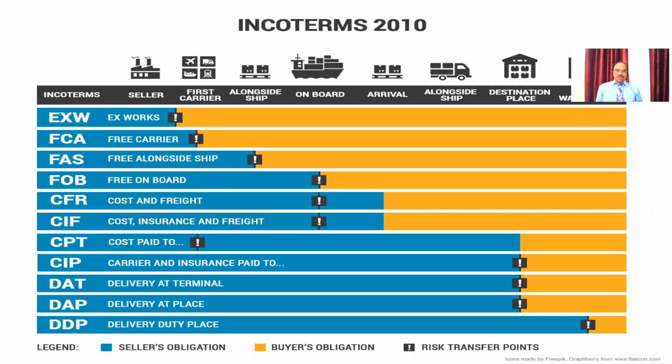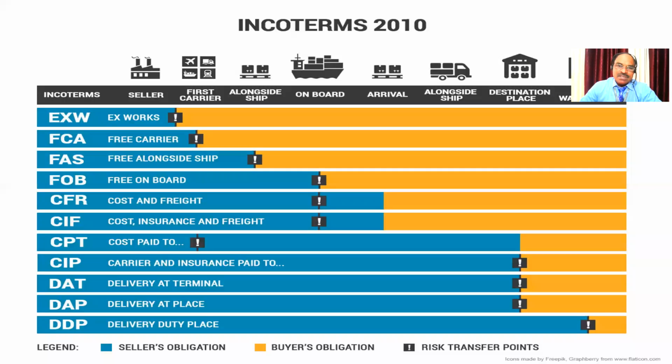Then the free carrier. Free carrier means India will send the goods up to the Sydney harbor. That's all. Then it is the duty of Melvin to take it from the harbor. India will send to the harbor. After the harbor, Melvin has to take it inside, alongside the ship.